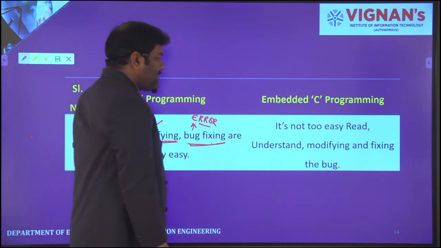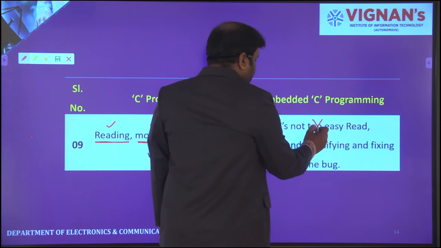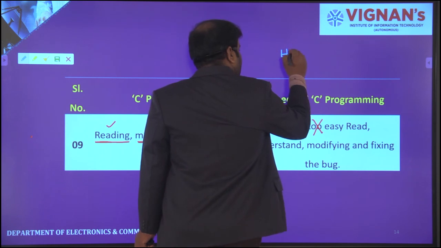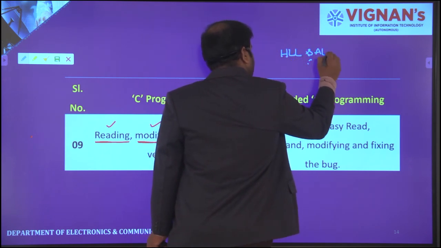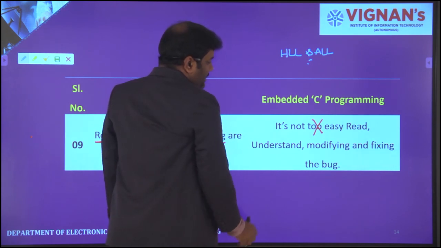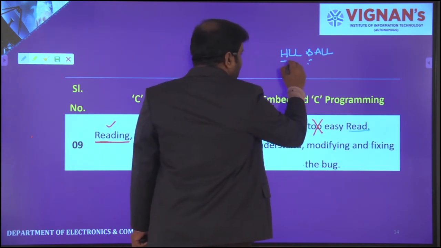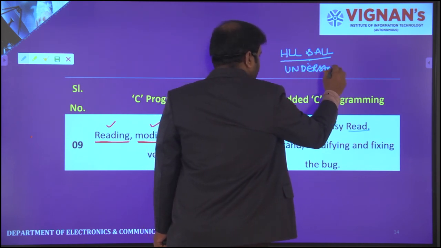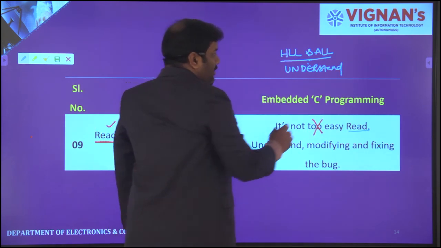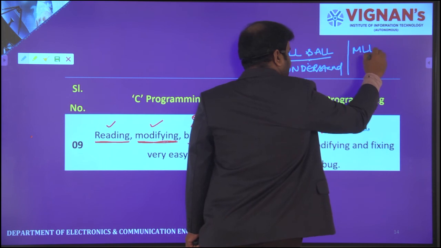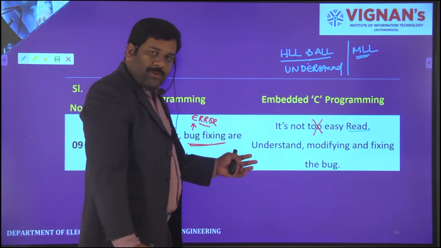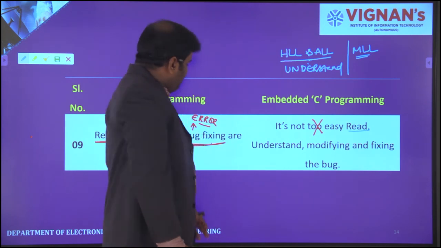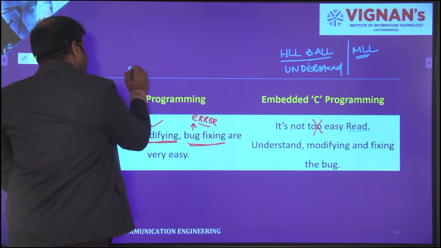But while it is coming to embedded systems, it's not that easy to read, because here programs can be in high level language and also assembly level language. Both are present, so it is not that easy to read the entire scheme, and it's not easy to understand either. Without proper knowledge of machine level language, you can't read the program, you can't modify the program, and you can't fix the bugs. But here all the statements are standard ones.